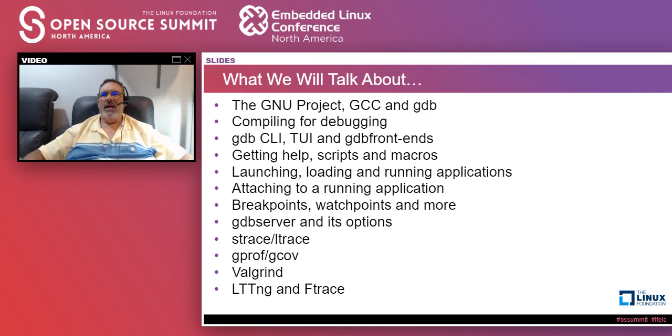So we will press on and hope we can cover most of the things that most people are interested in. We'll talk a little bit about the GNU project and GDB and where it came from, and what we need to do in order to compile for debugging. We'll get into some special modes of GDB, in particular one that not very many people are aware of, the text user interface mode, or TUI mode. We'll also talk about some of the GDB front ends. We'll then dig into how we get help, some of the scripts and macro mechanisms, and what we have to do to launch and run applications within GDB, attaching to a running application, and how we set breakpoints, watchpoints, and tracepoints. We'll get into GDB server, which is a very useful tool for debugging code on an embedded platform.